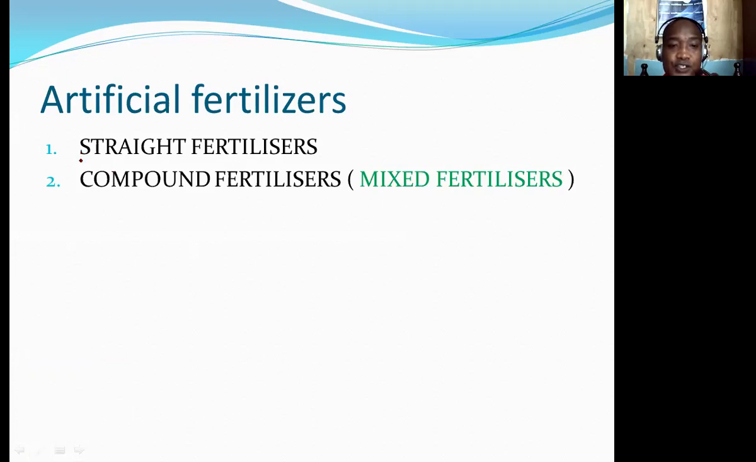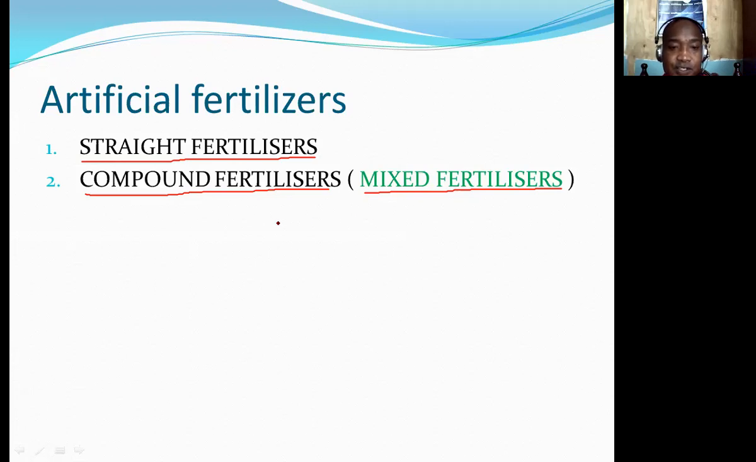One, straight fertilizers. Two, compound fertilizers, also known as mixed fertilizers. I'm repeating. The inorganic fertilizers are divided into 2, that is straight fertilizers and compound fertilizers, also known as mixed fertilizers.